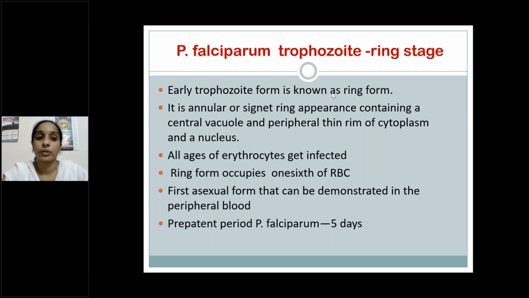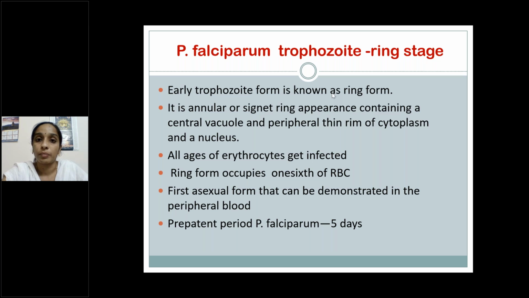Don't write. All of you concentrate here. Don't write. Okay. First one is Plasmodium falciparum trophozoite, ring stage. This is the stage of early trophozoite known as ring form. It has an angular or signet ring appearance containing a central vacuole and a peripheral thin rim of cytoplasm. It looks like a ring, that's why it is called ring stage.